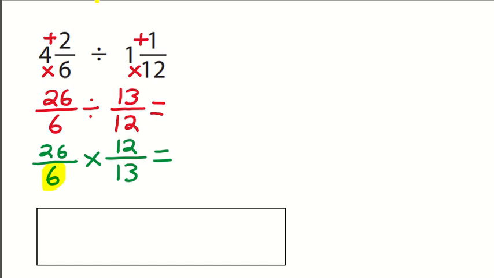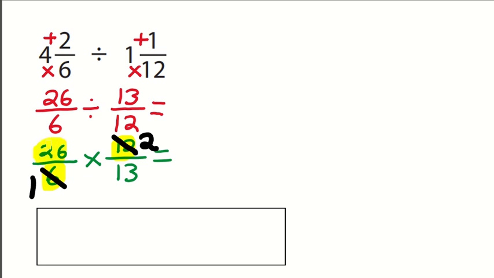What is the biggest number that goes into 12 and 6? 6 is the biggest number. 6 goes into itself once, so we cross that out and put a 1. And 6 goes into 12 twice, so we will cross that out and put a 2. Let's look at our other diagonal.